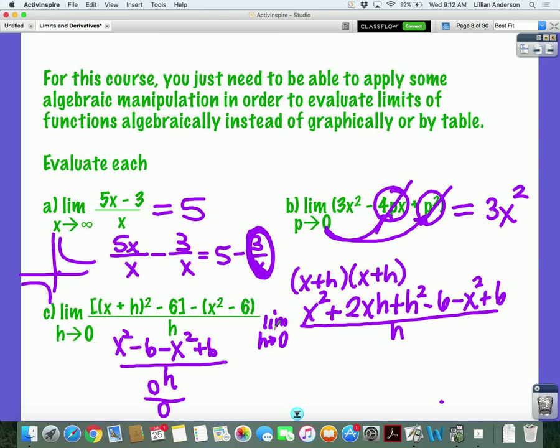This can simplify. The x squares do what? And the 6's do what? Cancel. So I'm left with the limit as h approaches 0 of 2xh plus h squared all over h. What do you notice? The h's cancel, but you've got to be careful. And I want to harp on this now versus later. If you ever have to show anything, show why you are canceling out an h.